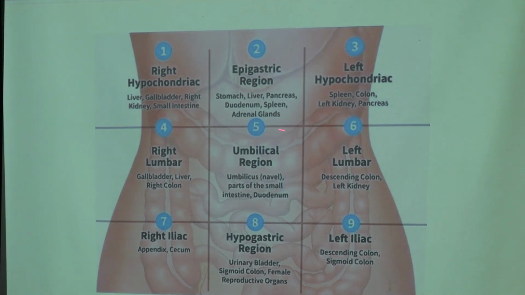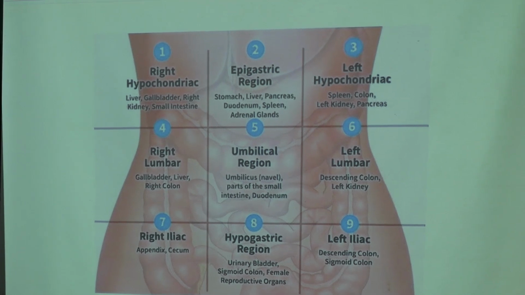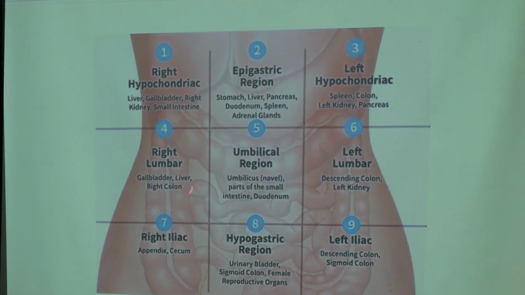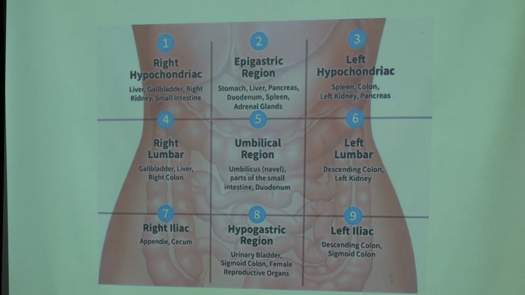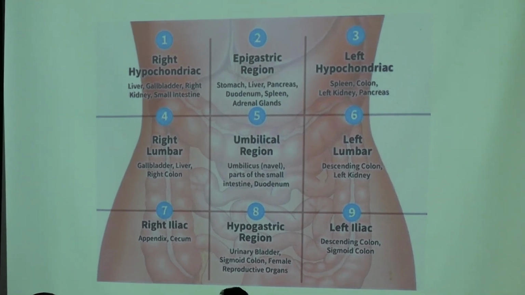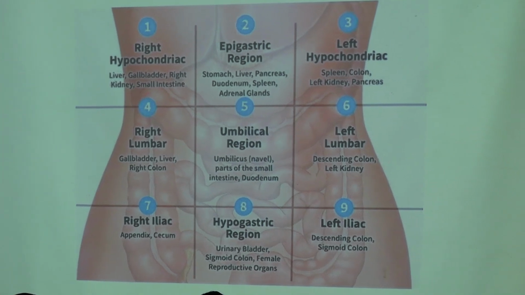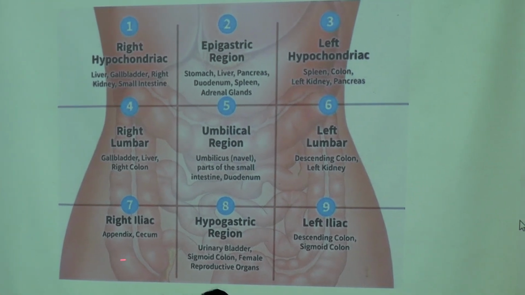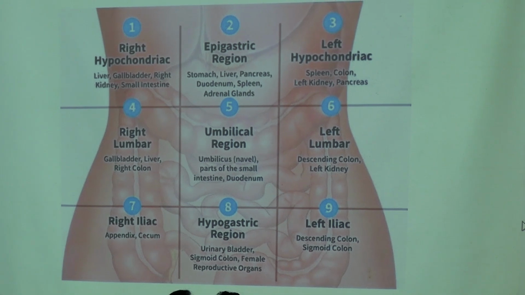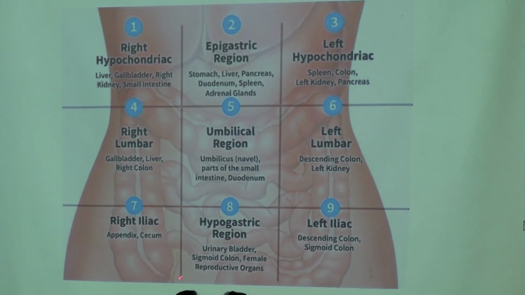One thing you can see is that in every region you can find most of the organs. They are basically present in multiple regions. They are not located and fixed to a specific region. The only exceptions are the appendix and cecum. Where does the appendix lie?